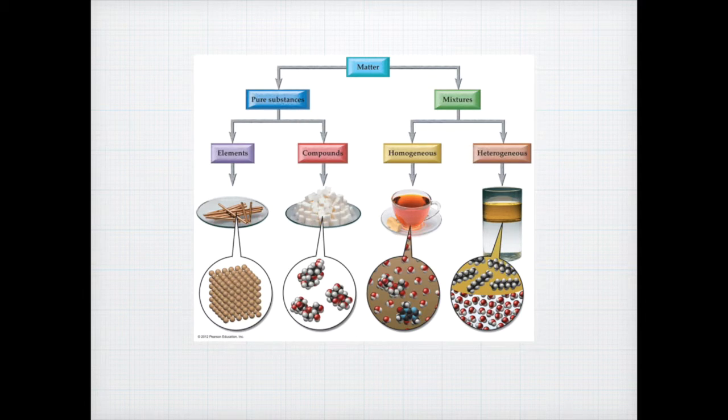A homogeneous mixture is a mixture of compounds and/or elements that is the same throughout. This example here gives you tea, for example, while a heterogeneous mixture is multiple compounds or elements, but they are not uniform throughout. One example of a heterogeneous mixture would be water and oil. So the first thing in classifying matter is identifying whether what you're dealing with is a pure substance or a mixture, and then from there, classifying pure substances as elements or compounds, and mixtures as either homogeneous or heterogeneous mixtures.